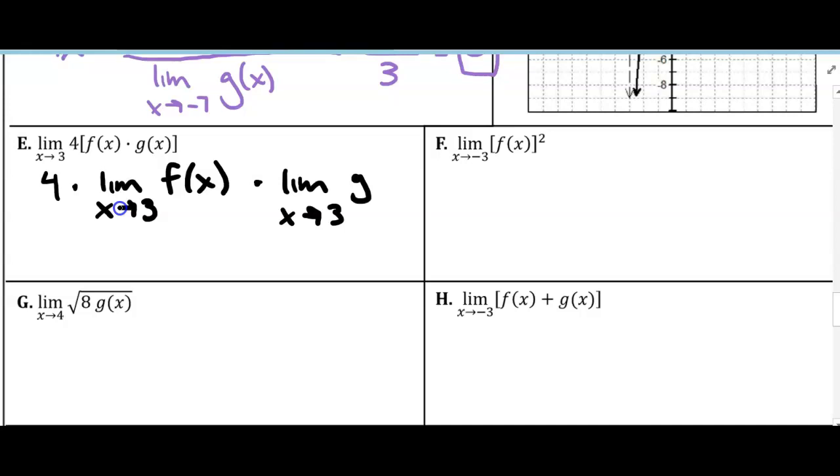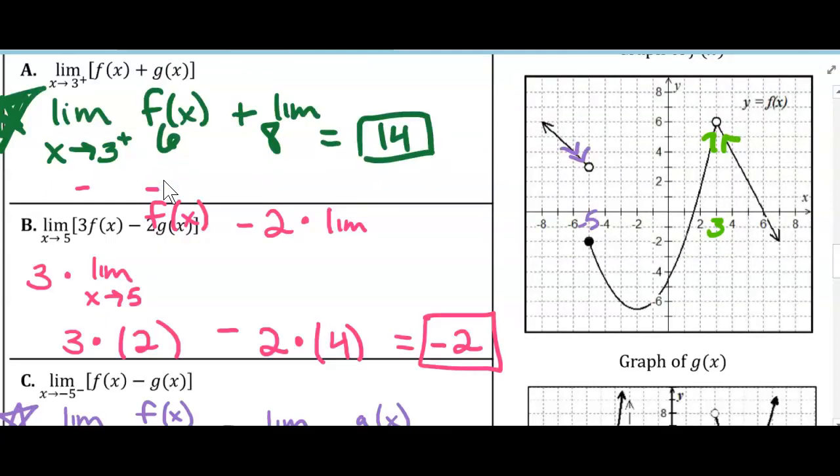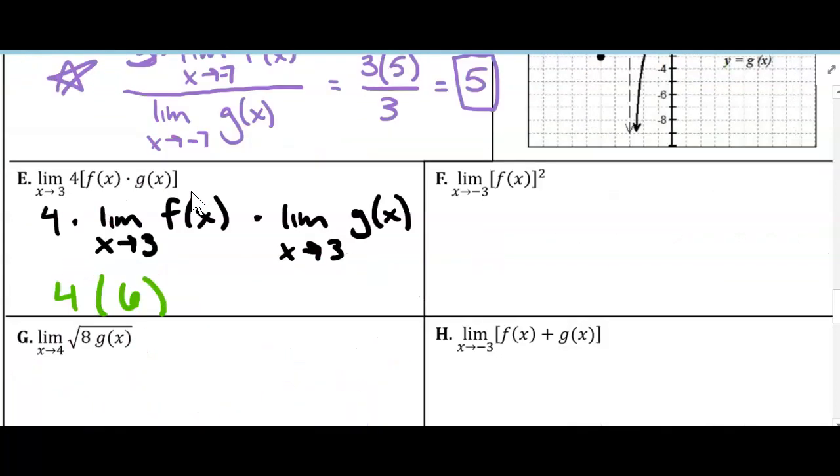And so when I go to my graph, let's see, go to f and look at 3. Again, this is a two-sided limit, so I'm focused on the left and coming from the right, and it looks like I have a value of 6. So 4 times 6 times, I'm going to go to g and look at x approaches 3.